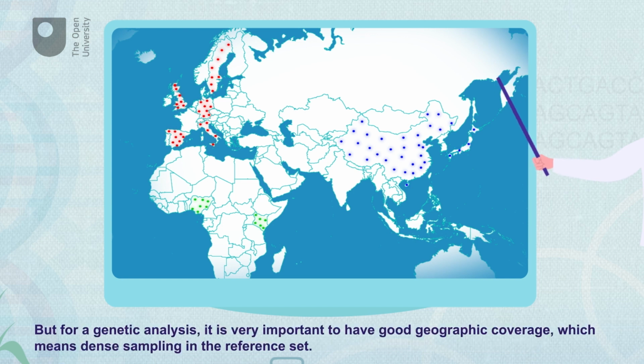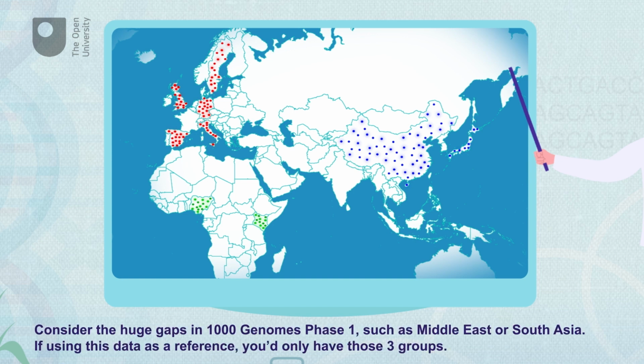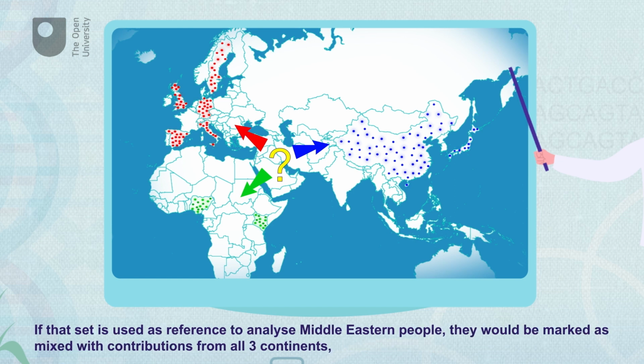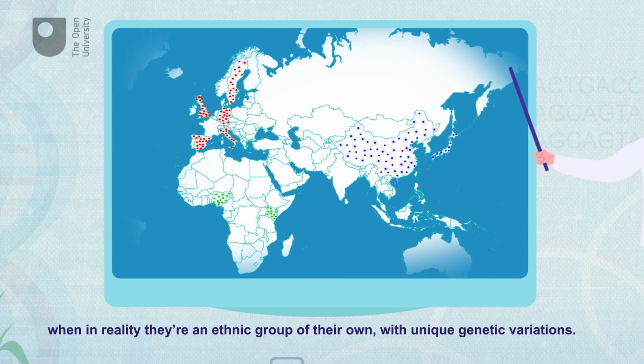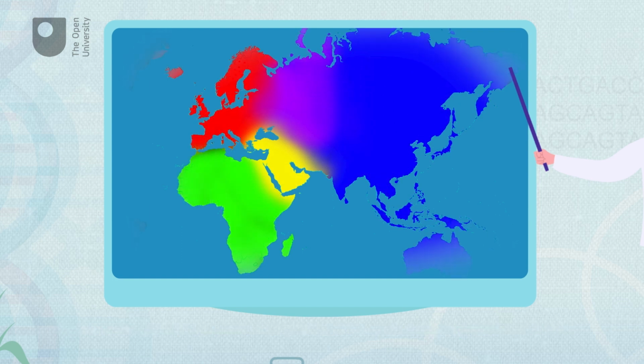But for a genetic analysis, it is very important to have good geographic coverage, which means dense sampling in the reference set. Consider the huge gaps in 1000 Genomes phase 1, such as Middle East or South Asia. If using this data as a reference, you'd only have those 3 groups. If that set is used as a reference to analyse Middle Eastern people, they would be marked as mixed with contributions from all 3 continents, when in reality, they're an ethnic group of their own, with unique genetic variations.